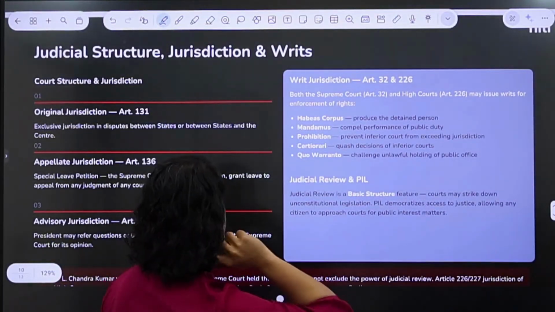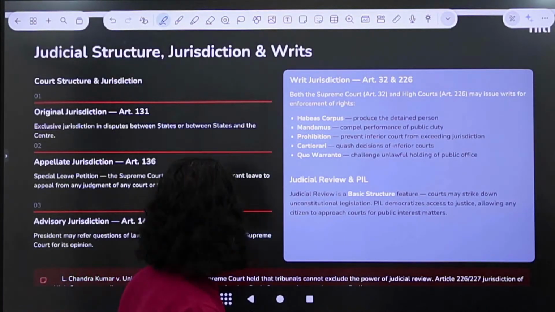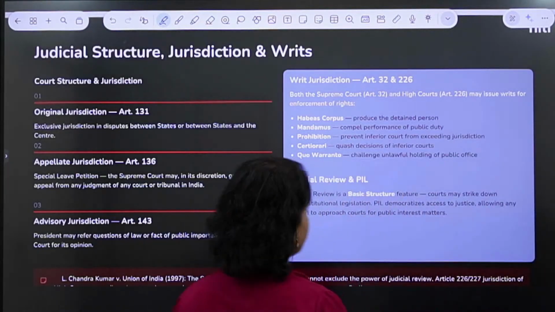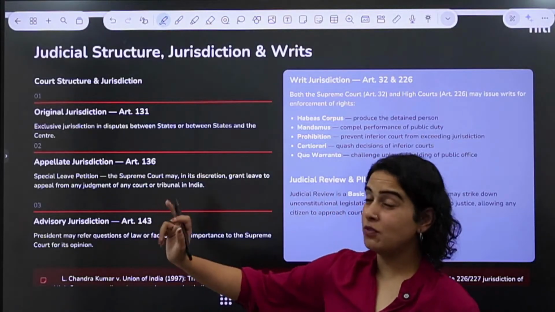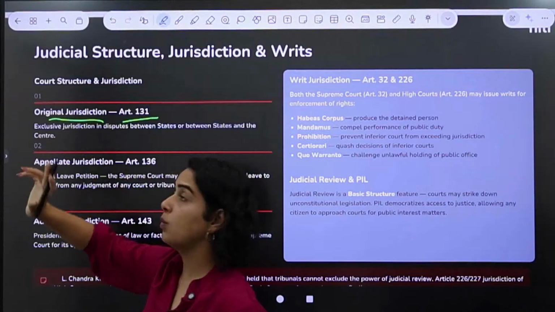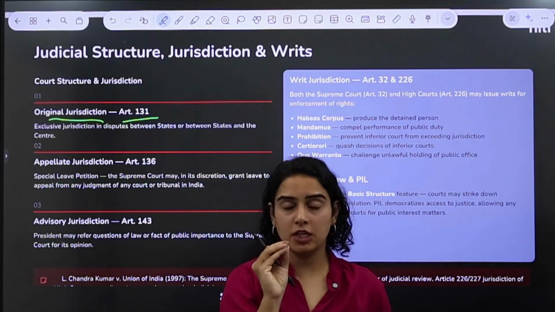All right. Now then we have judicial structure. Now let's understand about the Supreme Court, what are the different jurisdictions and what are the different functions of the Supreme Court. So Supreme Court first of all has original jurisdiction under Article 131. Now what does it mean? Original jurisdiction, let's first of all understand what is the meaning of this term.